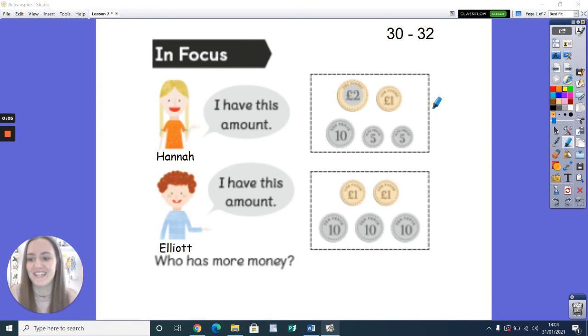Hello everyone! Today is Monday, the 1st of February. In maths we are still doing money, and today we are on lesson number 7.